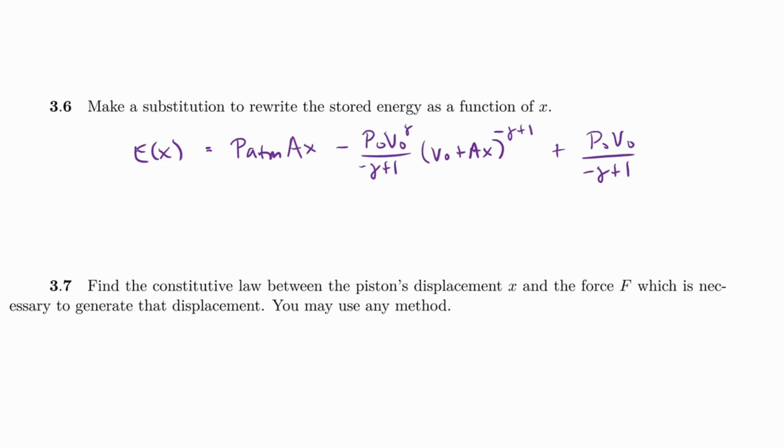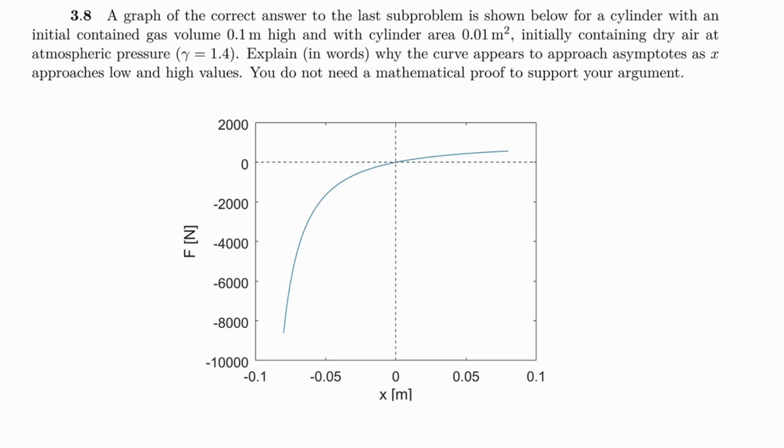Finally, we're asked to find the constitutive law between the piston's displacement, x, and the force F, which is necessary to generate that displacement. Based on our concept of a generalized one-port, we know that the force has to be equal to the partial derivative of the energy with respect to x. This is one of those energy relations that we saw in the class. The question says we could use any method, but that's definitely the easiest one.